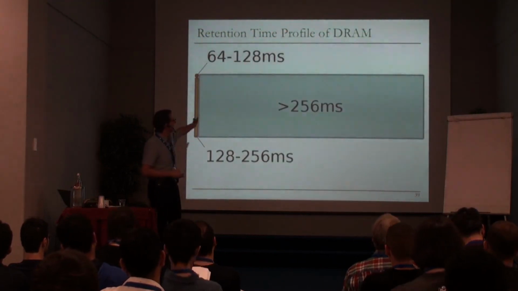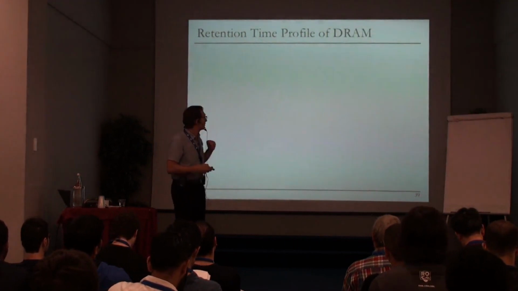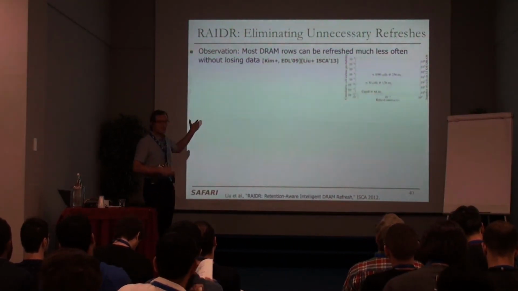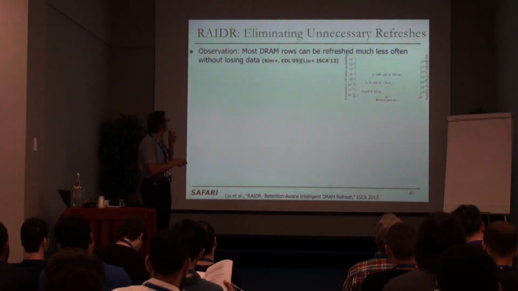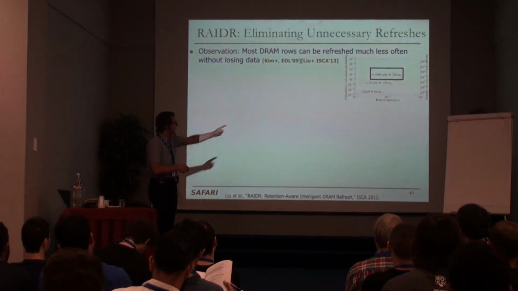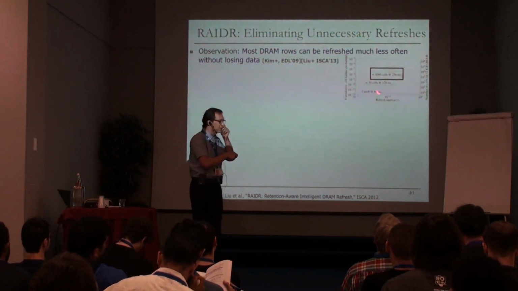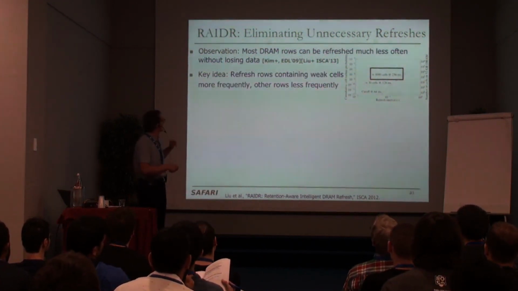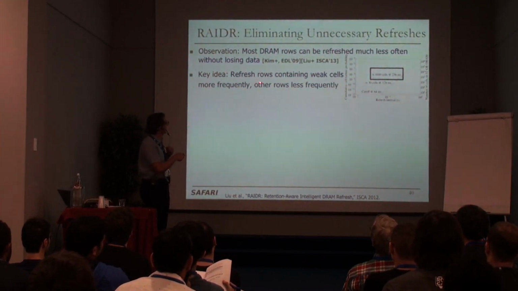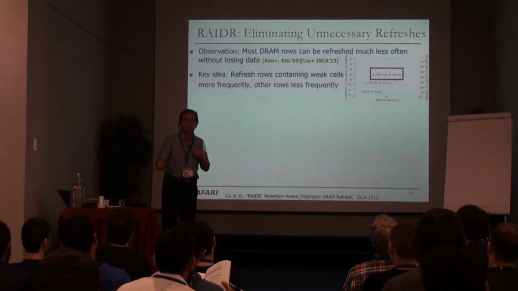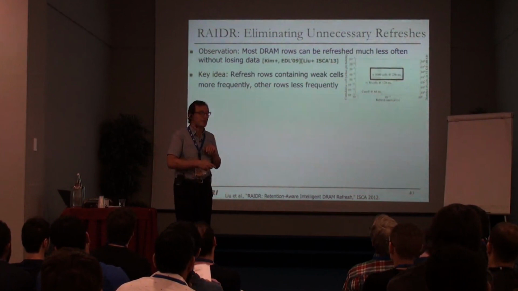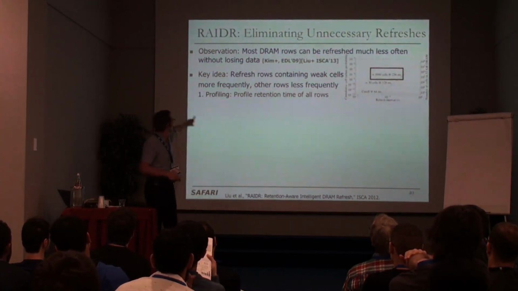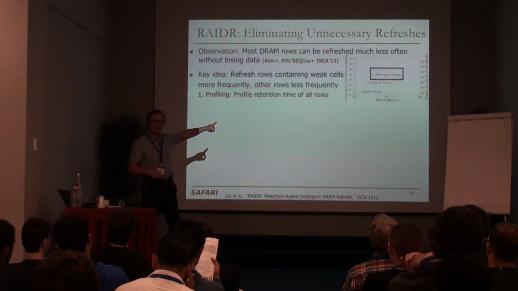And as we said, you can actually take advantage of the retention time profile of DRAM. I'll go through this relatively quickly because we discussed it. Basically, the observation is that most DRAM rows can actually be refreshed much less often without losing data. This is actually data from Samsung. They published a paper a long time ago. And the key idea, if you know this information, is that you refresh the rows containing weak cells more frequently, and all other rows less frequently. For this, you need to profile the retention time of all rows. You need to know that information very well, the minimum retention time.